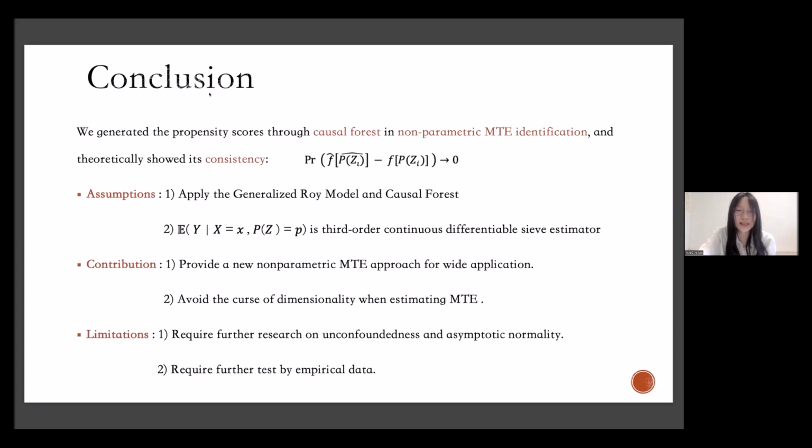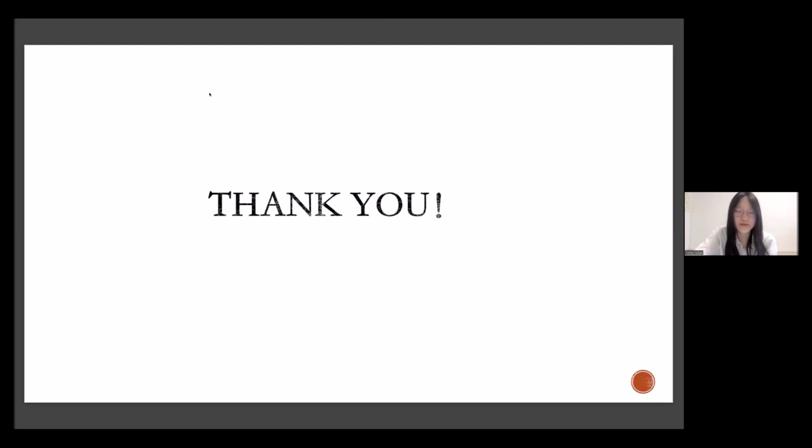Besides, there still exist some limitations in the research. First, for completeness, we shall further test if the causal forest here in the MTE estimation is also unbiased and asymptotically normal. And we may practically test the credibility through empirical data as well. Even with those, this research provides an innovative perspective in the non-parametric MTE estimation as we attempted to incorporate machine learning algorithms. And we believe that more and more advanced techniques will be useful in contemporary economic research. Thank you for listening and welcome your questions.